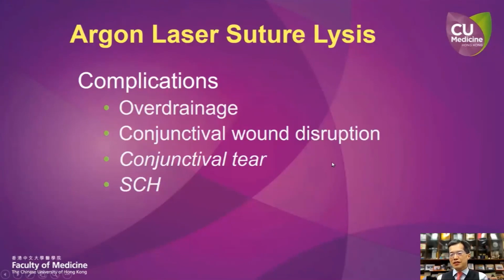Now, suture lysis, even though it is relatively safe, is not completely complication-free. It may result in overdrainage, conjunctival wound disruption, especially if you perform it too early on. And of course, sometimes it can cause conjunctival tear, especially in very inflamed conjunctiva. And sometimes it can cause a subconjunctival hemorrhage, which is not good news. Whenever you have blood in and around the area of your bleb, it is not good news because it induces wound healing.